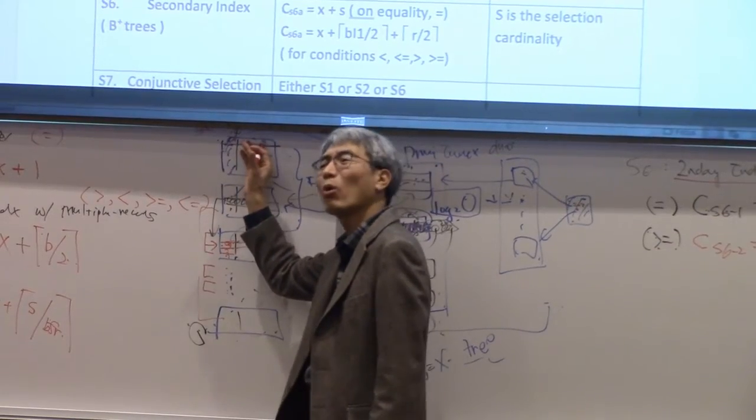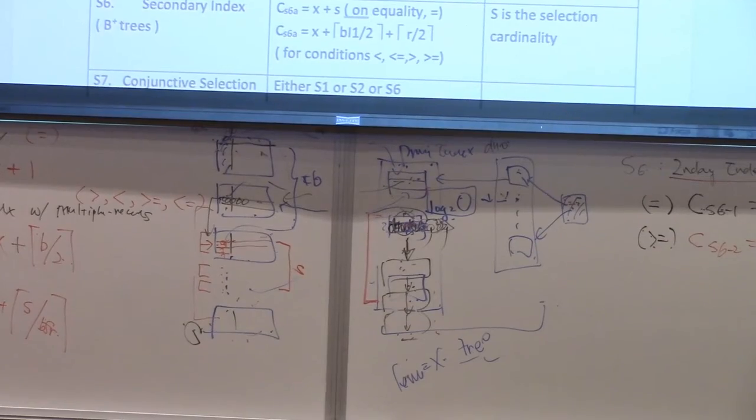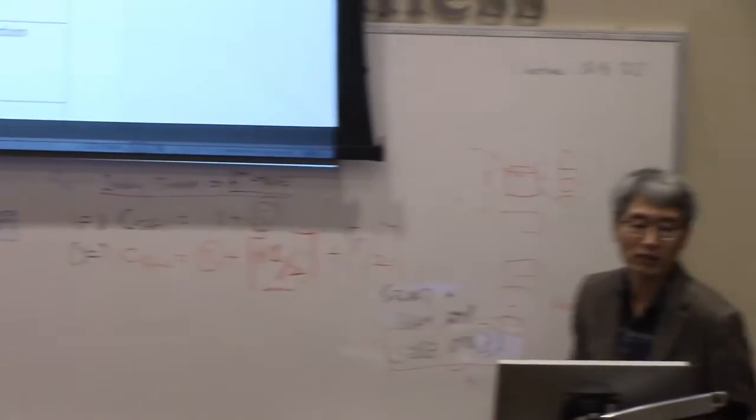Then we are going to access half of the records on average. Sometimes maybe 0 or 1. Sometimes you need to access all the blocks. So this is R over 2. The block is always the same.